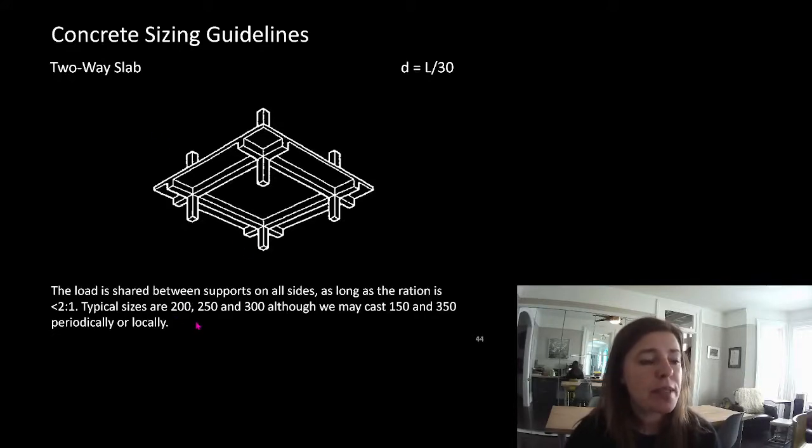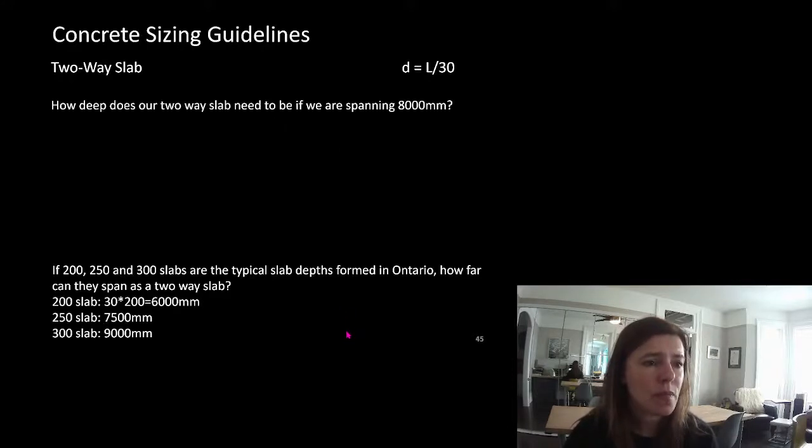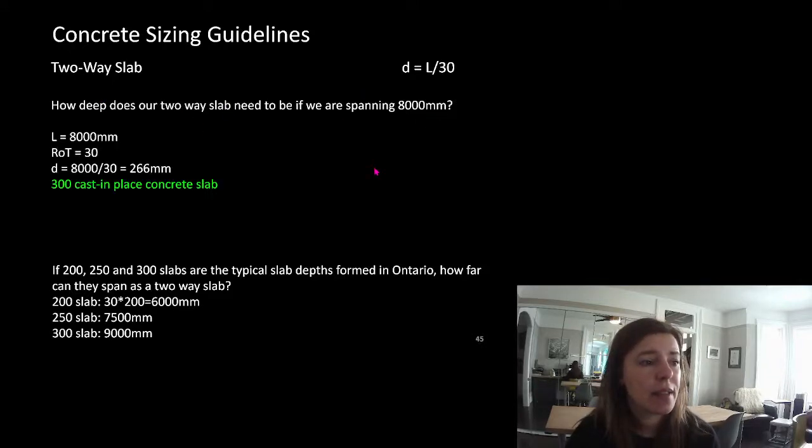So again, typical sizes are 200, 250, and 300, although you can cast other sizes. Again, try to make it in 50 millimeter increments. That's what it's going to be built at. Okay, how deep does our two-way slab need to be if we're spanning 8 meters? Well, 8,000 divided by 30 is 266, a 300 cast in place concrete slab.